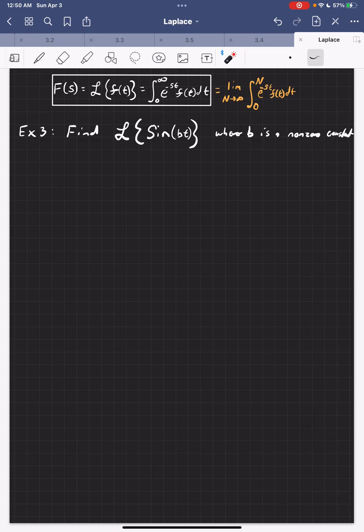The reason why I'm showing you this is because later I'm going to come back and use this portion for some other problems. Nevertheless, one more time, let's go ahead and set this up. We want to find the Laplace transformation of sine of bt, where b is some non-zero constant.